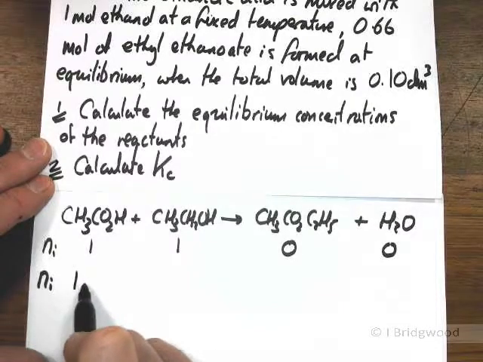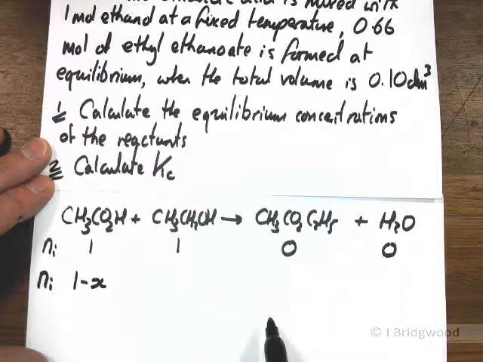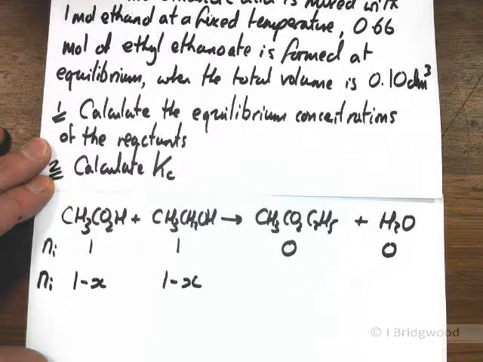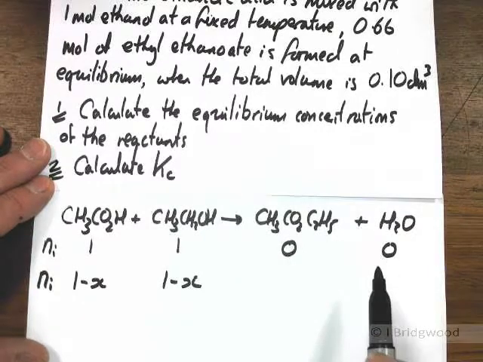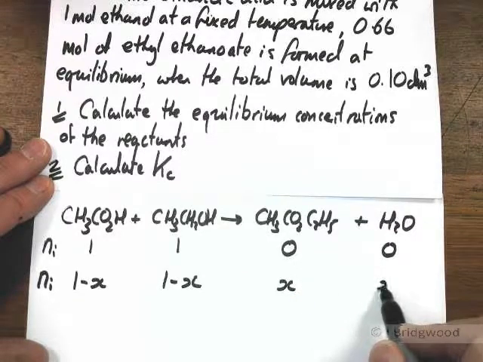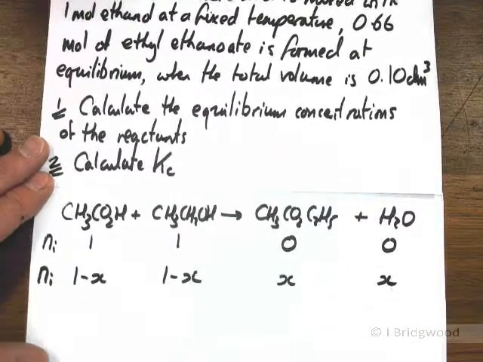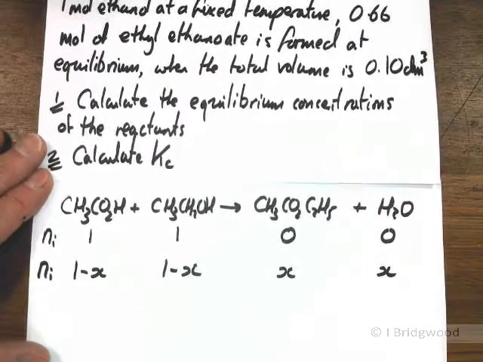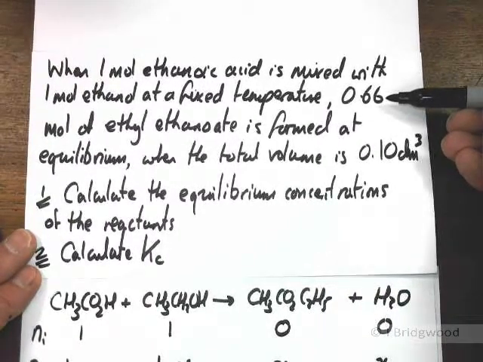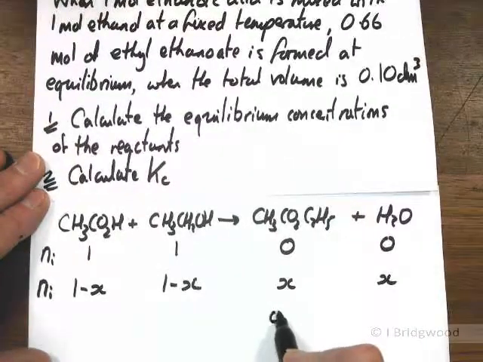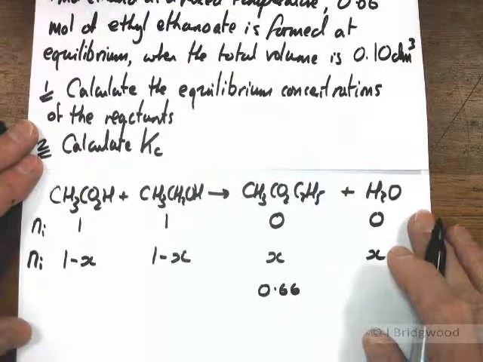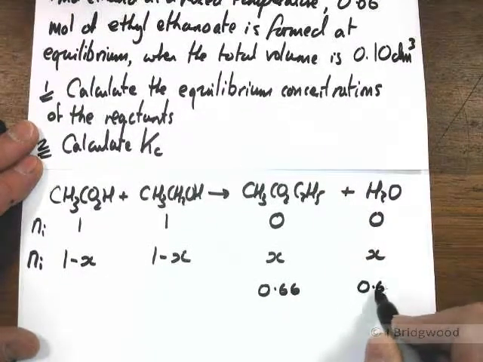So let's put that as X. So we're going to lose X moles of ethanoic acid and we're going to lose X moles of ethanol. And because it's a 1 to 1 ratio on the product side, we're going to form the same amount of ethyl ethanoate and water. So we have 1 minus X, 1 minus X, X and X. Now we know the equilibrium number of moles of ethyl ethanoate because we're given that. That's 0.66. So therefore we must be getting the same amount of water, 0.66.